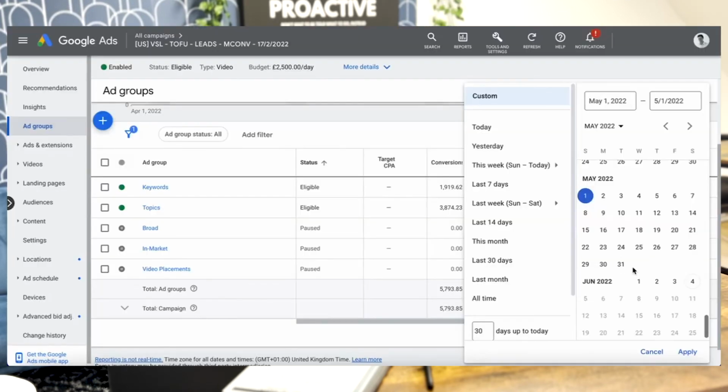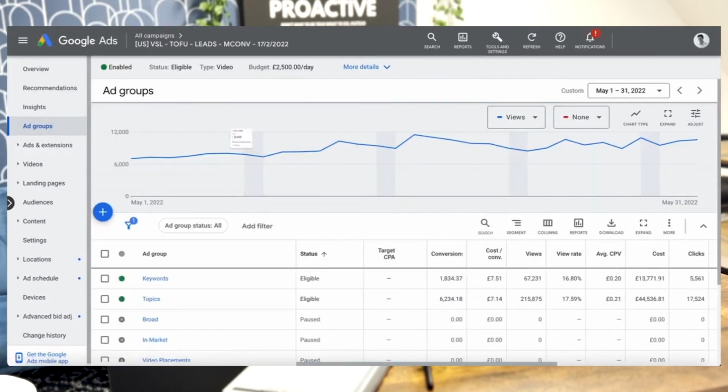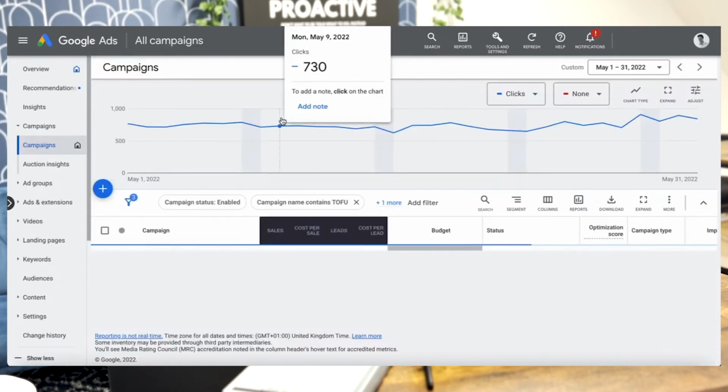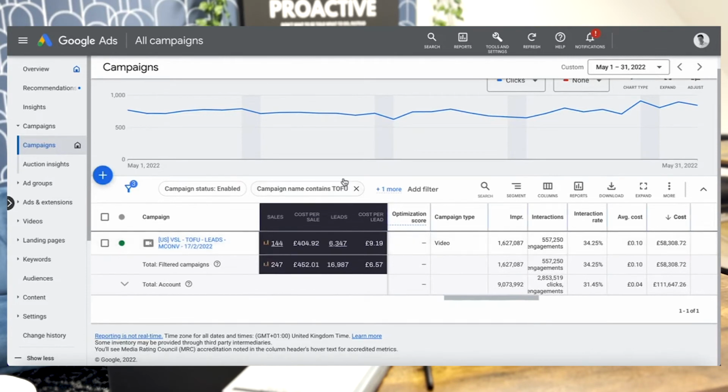Let's have a look at May, and then that's kind of wrap things up. So May, if we just go back to the campaign level, you can see here we've now started to increase our cost per purchase slightly.